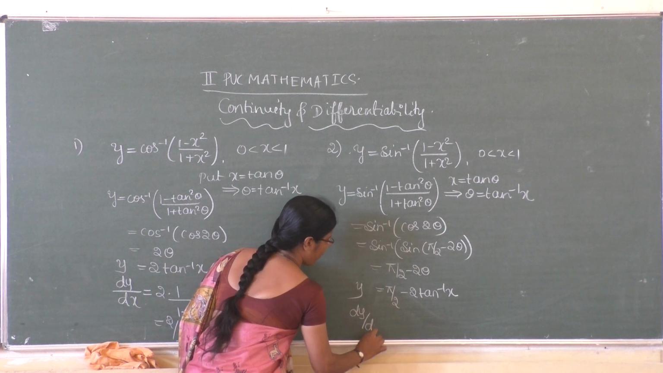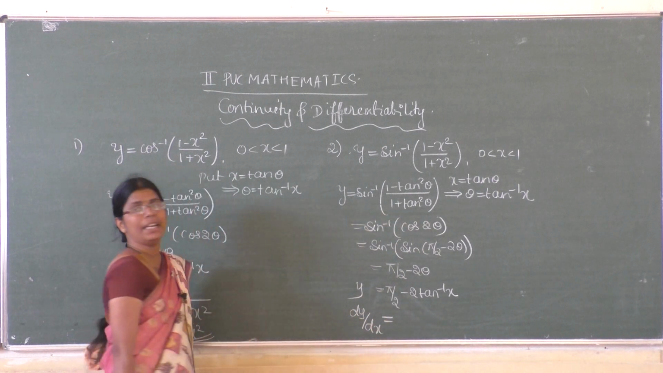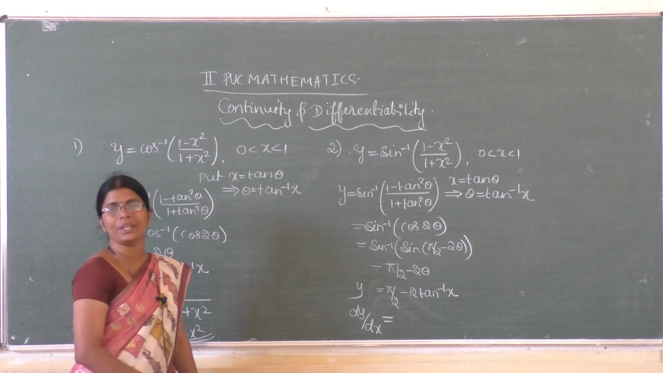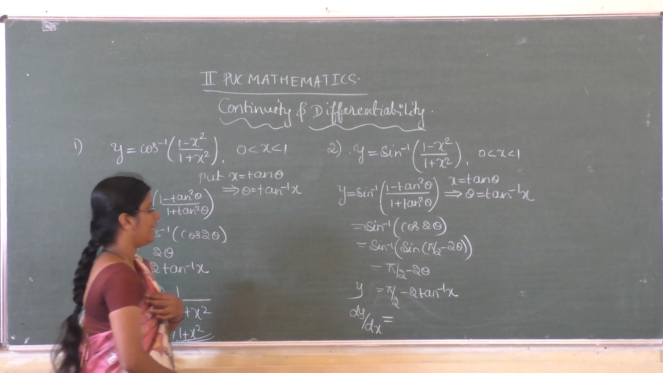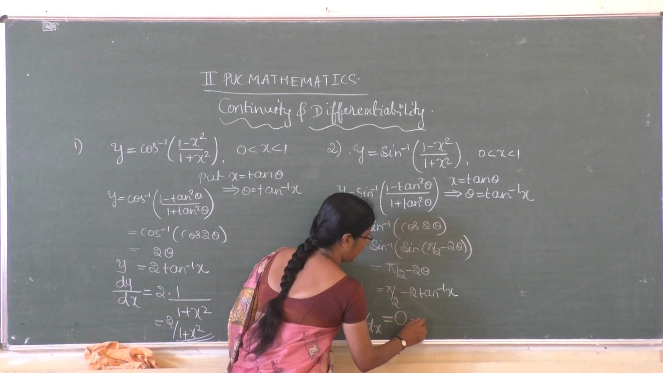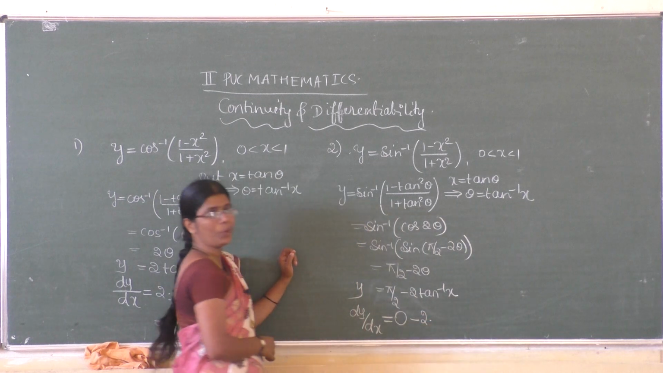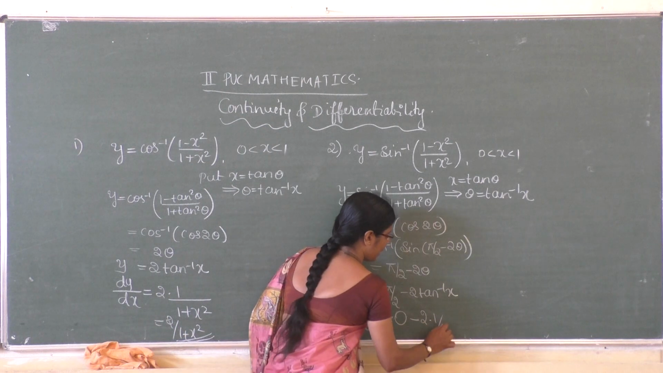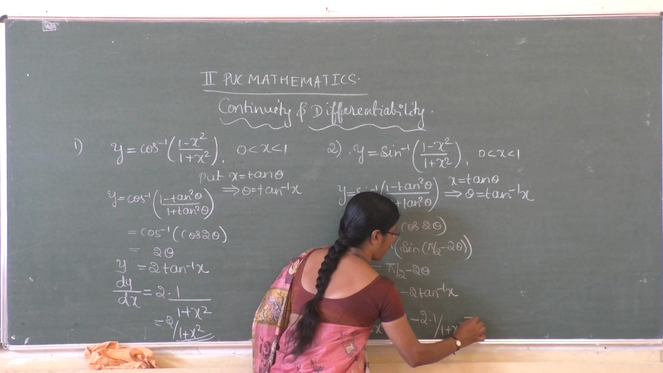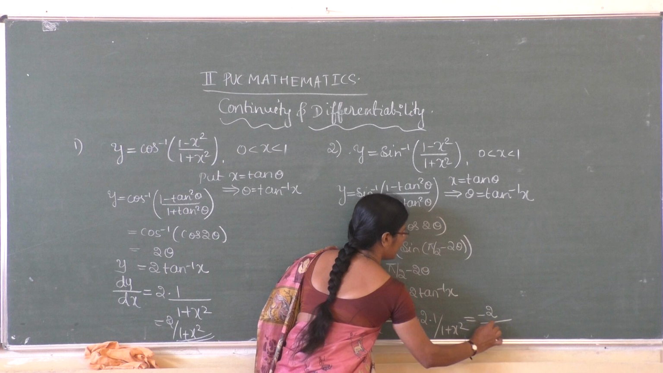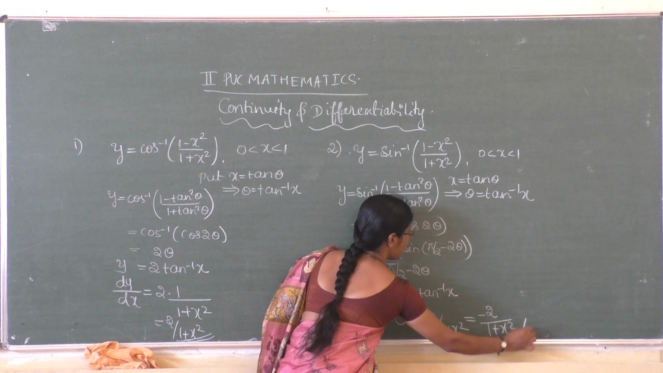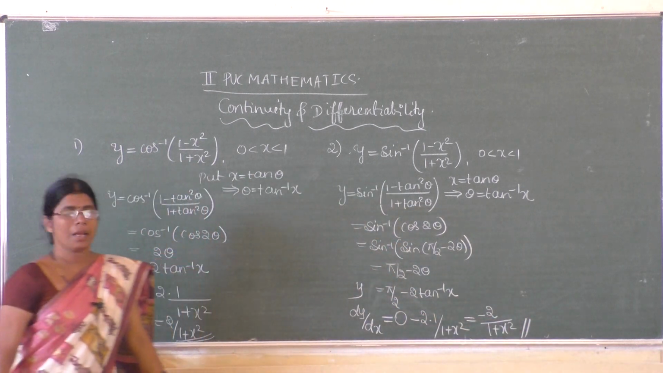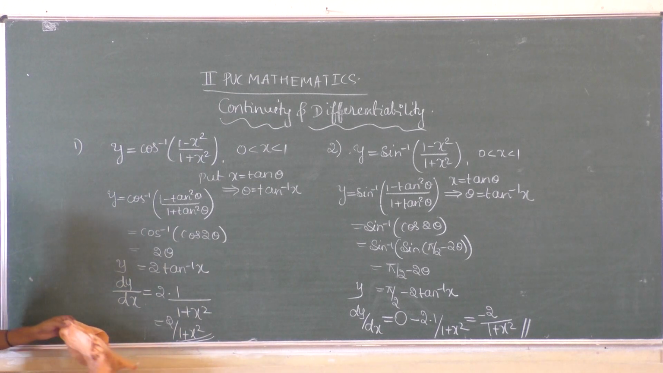Therefore dy by dx: the derivative of pi by 2, a constant, is 0, minus 2 into the derivative of tan inverse x, which is 1 by 1 plus x square. So you get minus 2 by 1 plus x square.